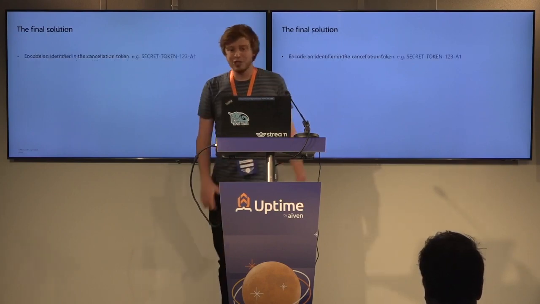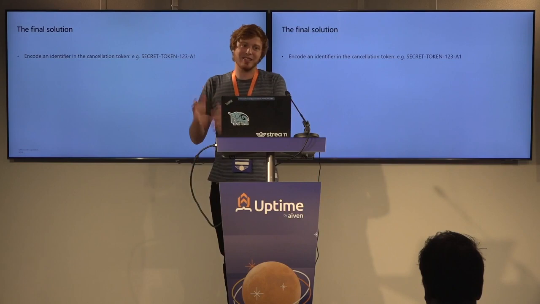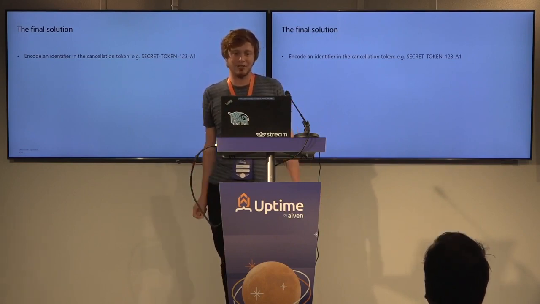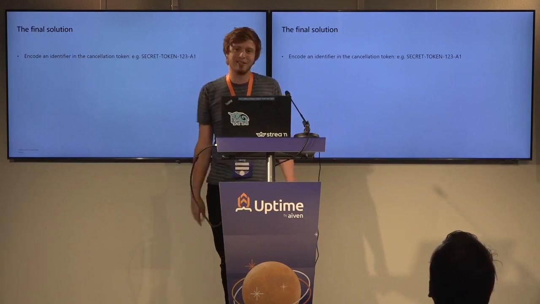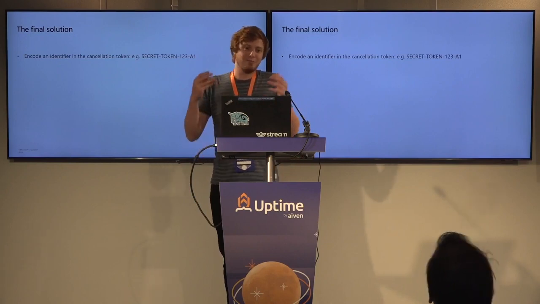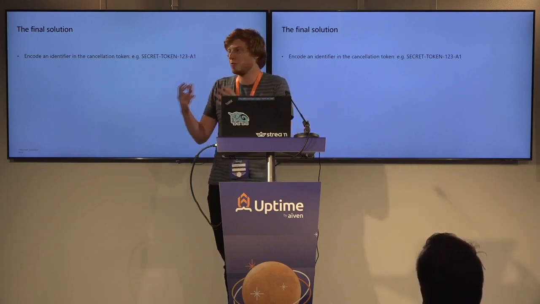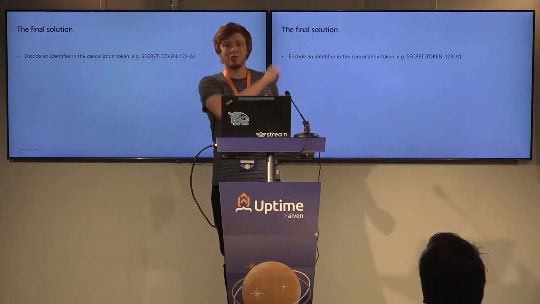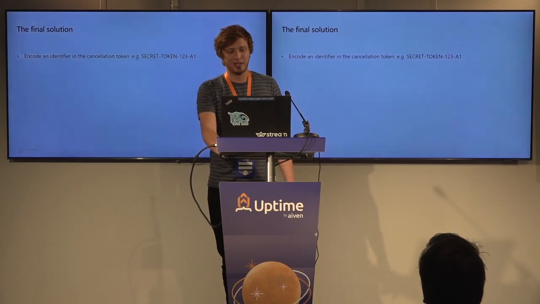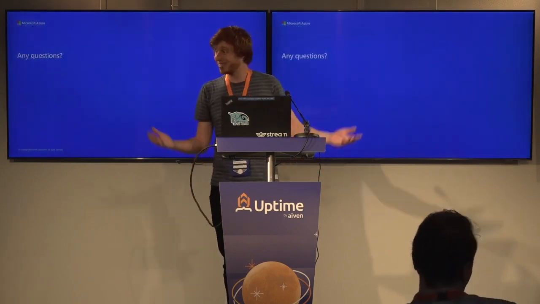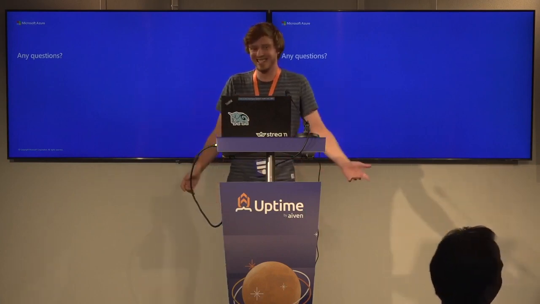So the solution is quite simple. Inside the cancellation token that you get, you encode a tiny bit of a node identifier, like a PgBouncer identifier, and you let all the PgBouncers know what the address is of each node ID, and they can forward it just to one, and it's all good. And that's the end, really. That works. Now all the problems are solved.